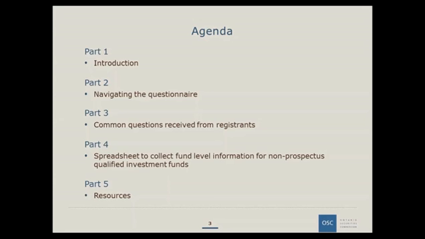Part 1 of the agenda will cover the purpose of the questionnaire. Part 2 will highlight the areas to pay attention to when you are navigating the questionnaire. Part 3 will cover some common questions that we came across in the past in each section of the questionnaire. Part 4 will cover the spreadsheet to collect data for the non-prospectus qualified funds. Part 5 is a slide that summarizes the resources that are available to you in completing the questionnaire. And if you have other questions, please feel free to email them to us. We will address the questions at the end of our presentation.